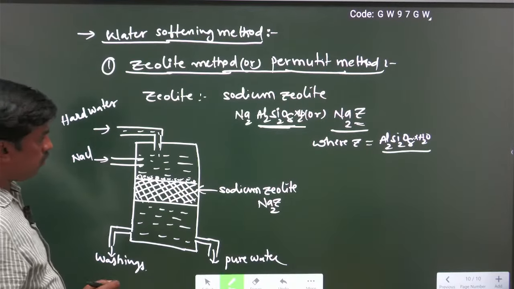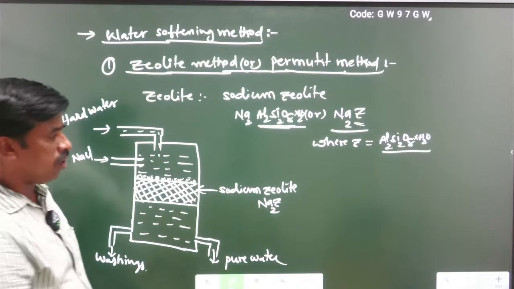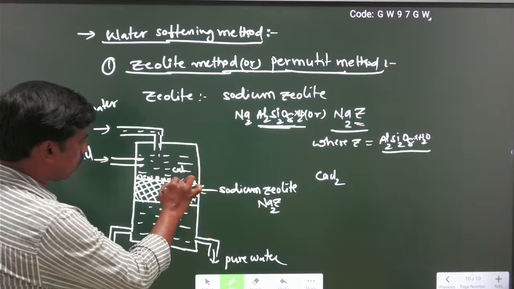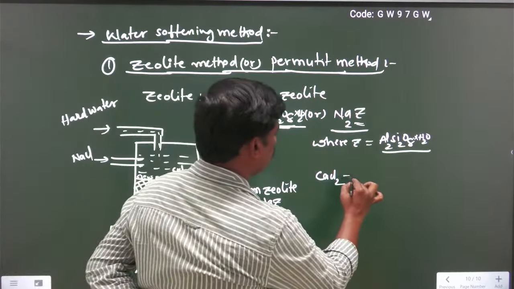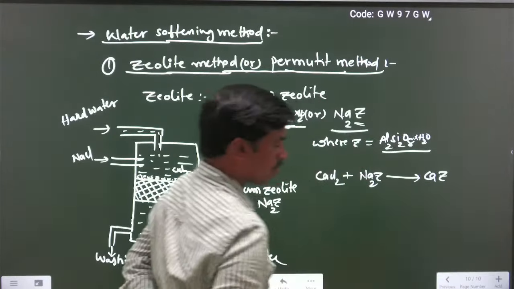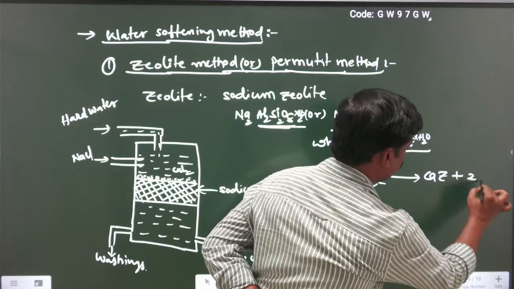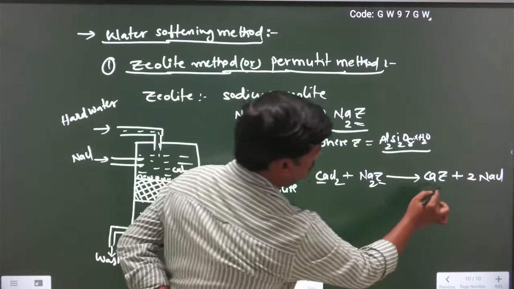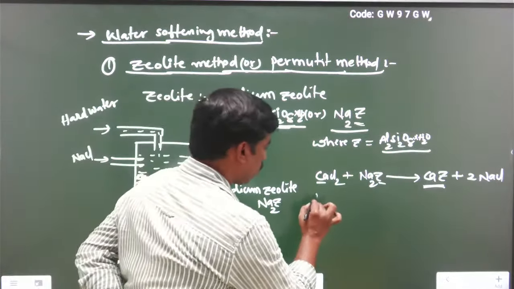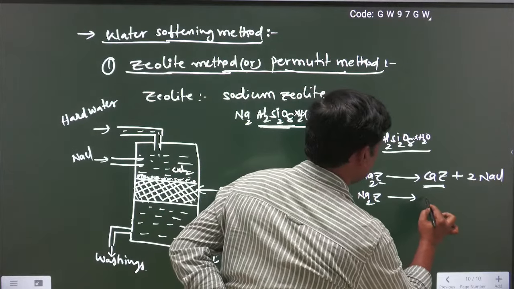I am explaining. Whenever water comes into this container, it interacts with sodium zeolite. For example, take one salt: calcium chloride is present in the water. This CaCl2, whenever it reaches the sodium zeolite Na2Z, forms CaZ. The remaining 2 sodiums and 2 chlorines combine to produce 2 NaCl. The calcium zeolite stops on the surface of the bed. In a similar manner, magnesium chloride combines with sodium zeolite and again forms magnesium zeolite.